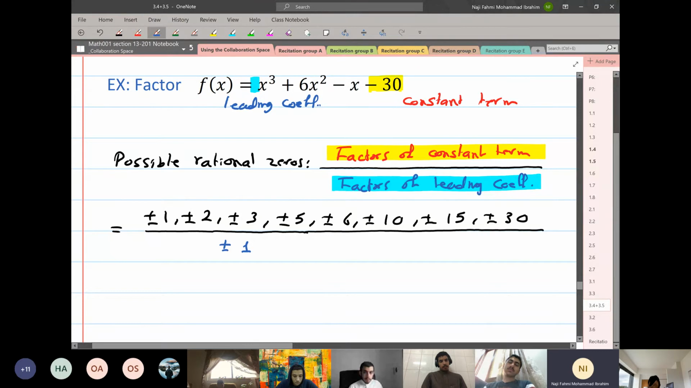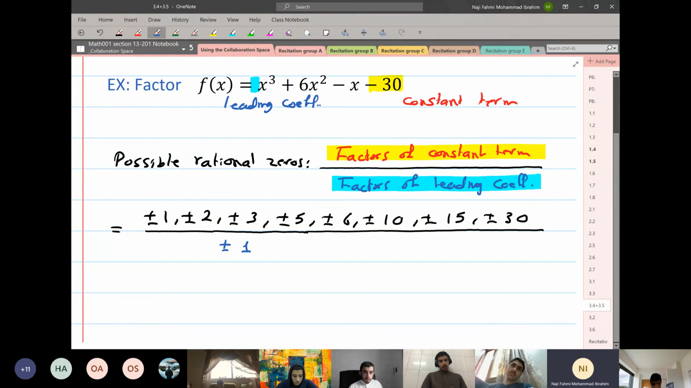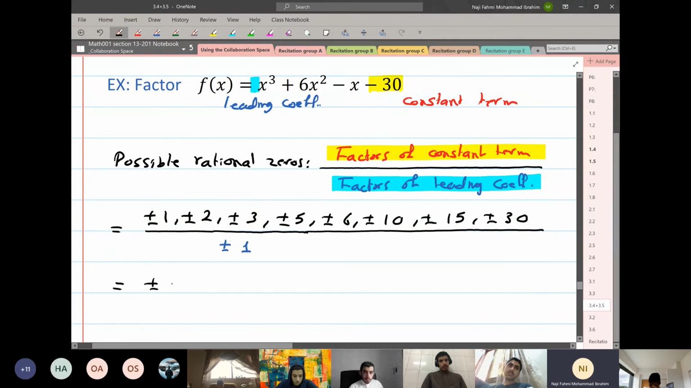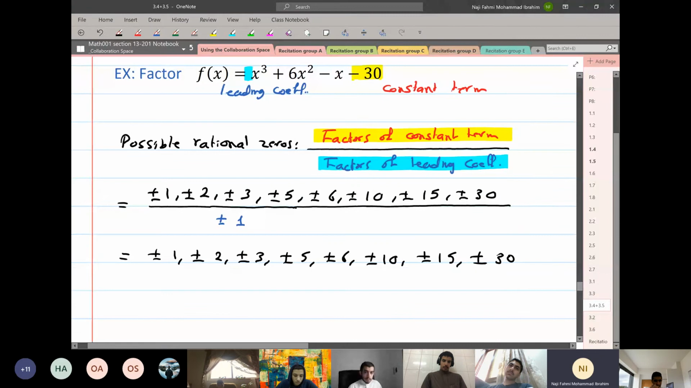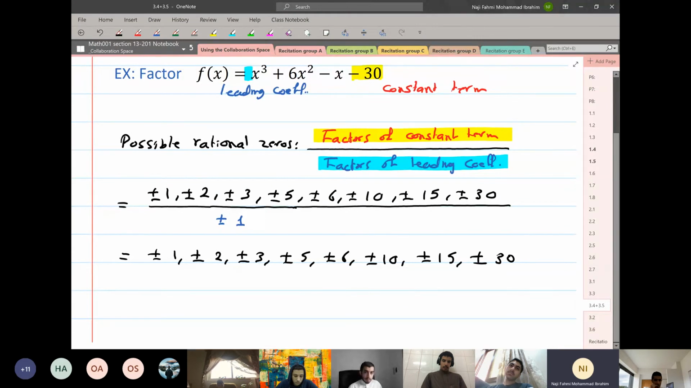Now if I divide the factors of the constant by the factors of the leading coefficient, what will I get? Of course, I'm dividing by 1. This means the numbers will remain the same. So these numbers that I'm writing, what are they, Shabab? These are called the possible rational zeros. What does this mean? If we have rational zeros, they should be from this set, not from any other set.